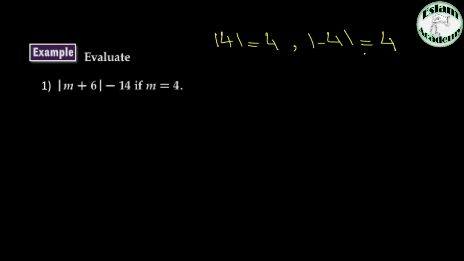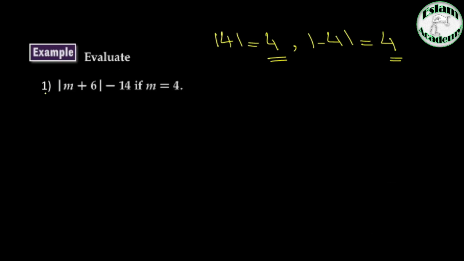So the absolute value of 4 is equal to 4, and the absolute value of negative 4 is equal to positive 4. Because in the first case the distance between 0 and 4 is 4 units, and the distance between 0 and negative 4 is also 4 units. So we say the absolute value is the distance between 0 and any number, and any distance is a measurable quantity. Anything measurable must be positive.